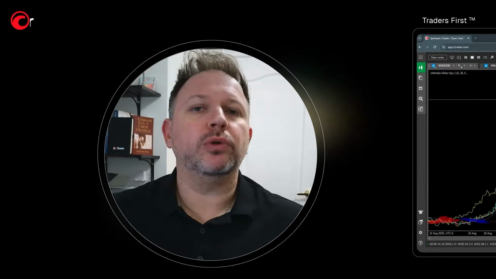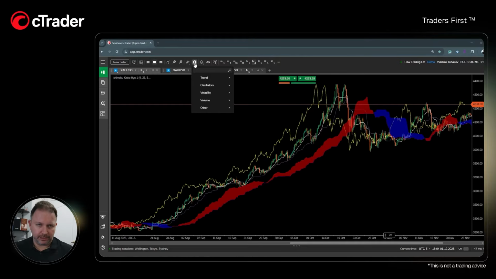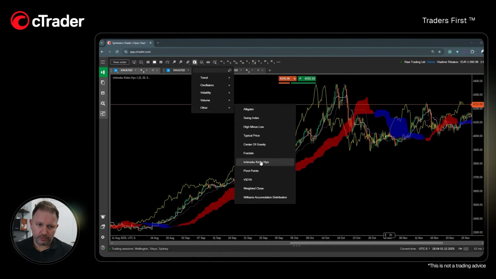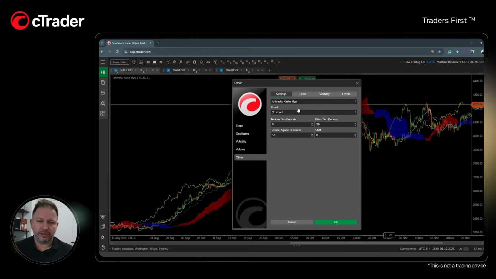So first of all, where do you find the indicator? When you go to the indicator section, under the other sections, you would find the Ichimoku Kinko Hyo. And the components of it, first, by default, it comes with the Tenkan-sen as 9, Kijun-sen at 26, and the Senkou Span B, which builds the cloud, around the 52.